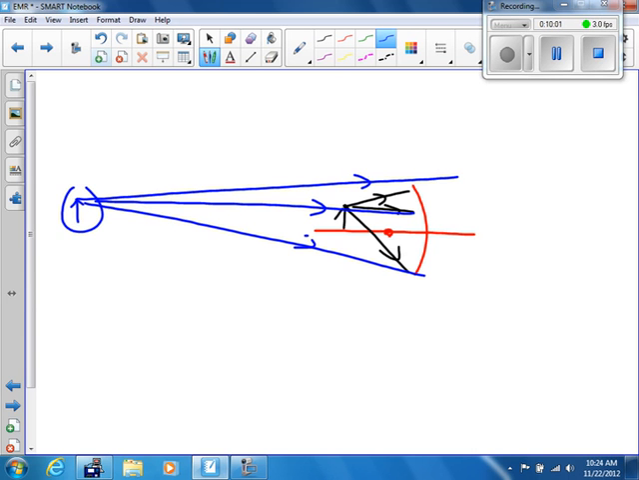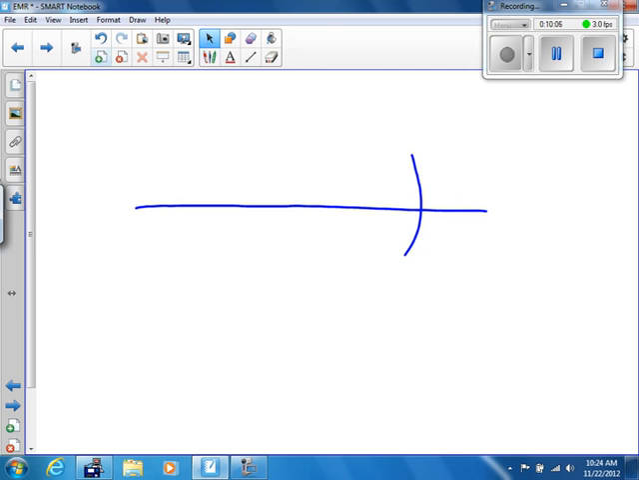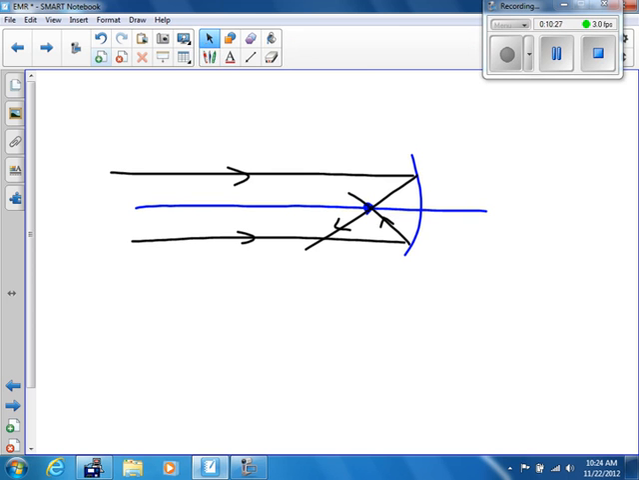So basically what we have here with this satellite receiver is a whole bunch of rays that are parallel to the principal axis, or at least effectively parallel to the principal axis. Where do they converge? At the focal point. Well, if you look at the satellite receiver on the roof of your house, you're going to see that it has the dish, but it also has this metal thing sticking out from the dish. That metal thing is at the focal point.